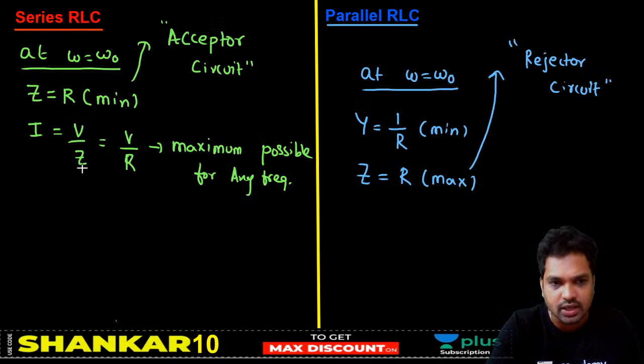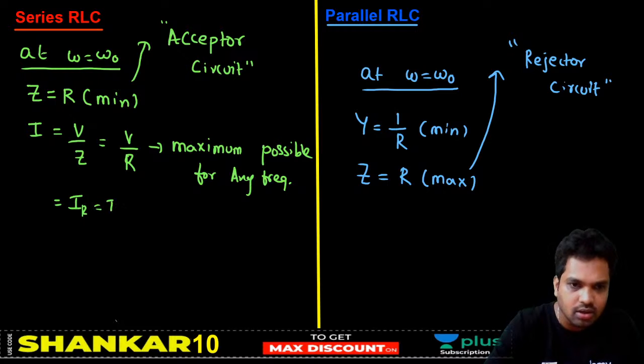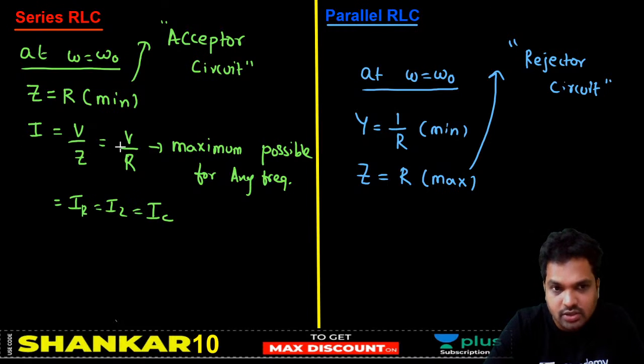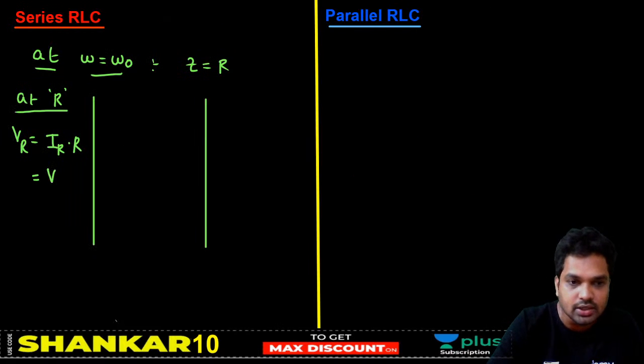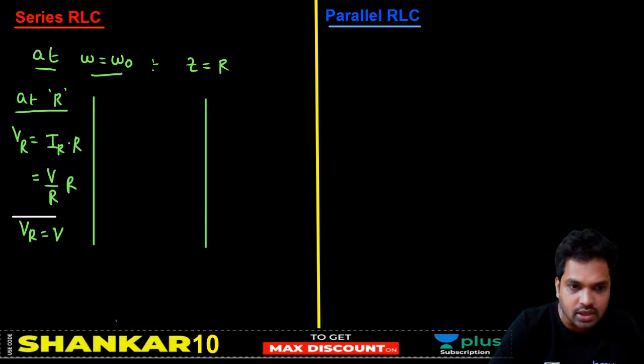At resonance, what is the current we have calculated? The current is the same in the resistor, inductor and capacitor, because it is a series circuit. In series, what is the resonance current? V by R. So it is V by R into R. What is VR, sir? V.